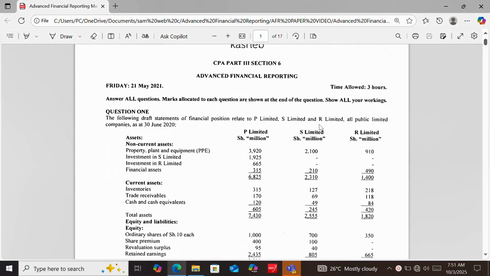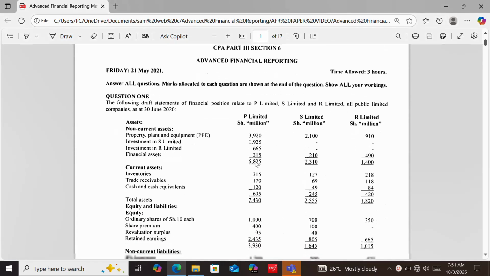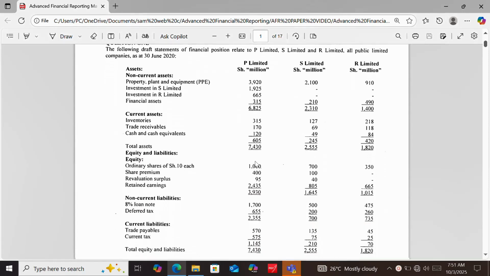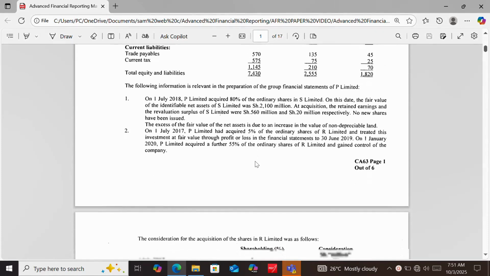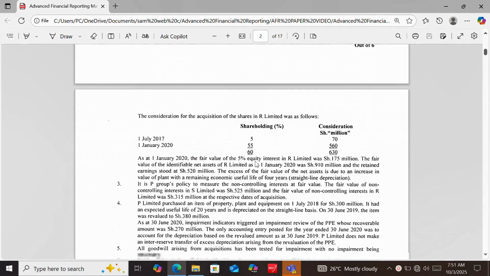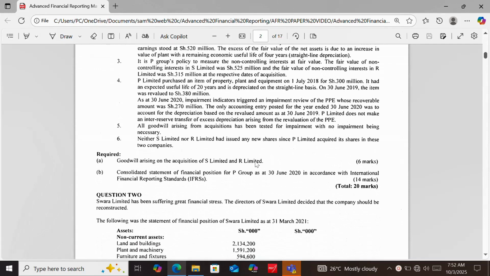So the first question was a question on group accounting, or what we call consolidated group accounts. And this question required: Part A, goodwill arising on acquisition of S Limited and R Limited. Part B, consolidated statement of financial position for P Group as at 30th June 2020 in accordance with International Financial Reporting Standards, IFRSs.